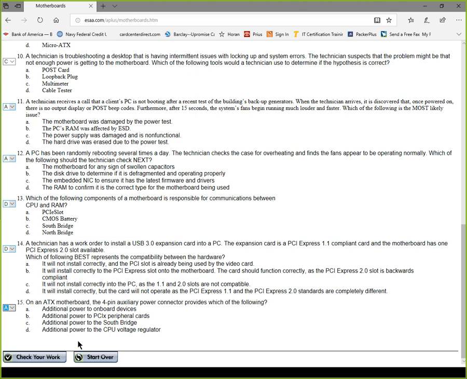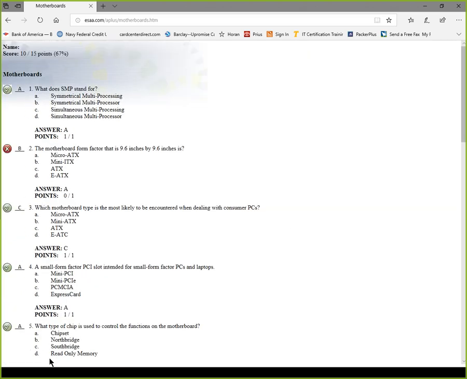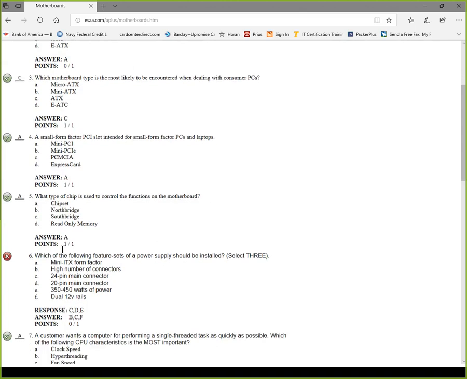You ready? 67. By the way, 70 is the target on this one. So the motherboard that is 9.6 by 9.6 is the micro ATX. Jacob is having an issue, I guess. Now we go down here.